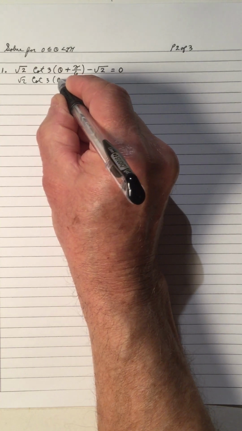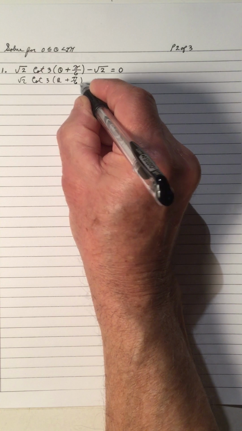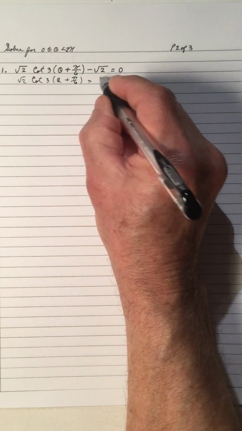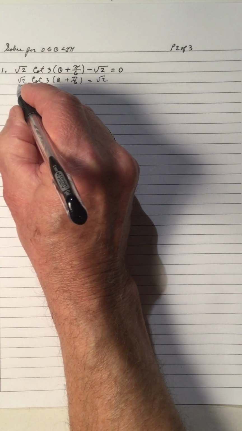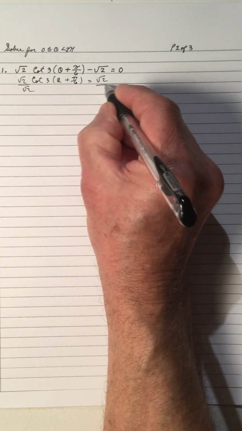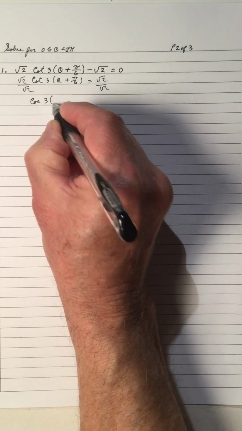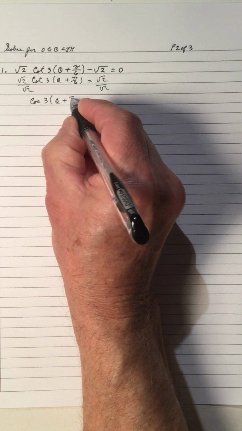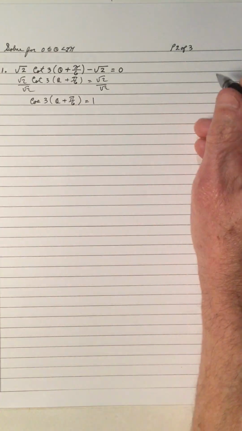So let's solve the equation first for cot. Notice we have cot this time. We move the negative root 2 over to make it positive root 2. I divide both sides by root 2. So I get cot of 3 theta plus pi over 6 equals 1.